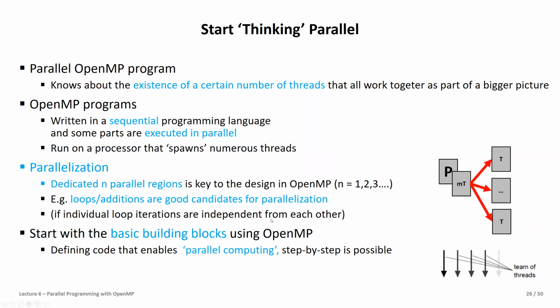Essentially, this means we would always have several parts of the application where we look at what we could do in parallel. Traditionally, this would be loops and additions, which are usually all good candidates for parallelization. And so we will learn some of these basic building blocks of how to do OpenMP today.